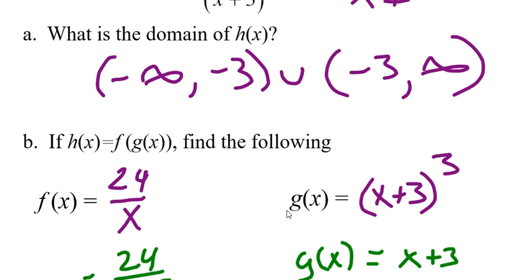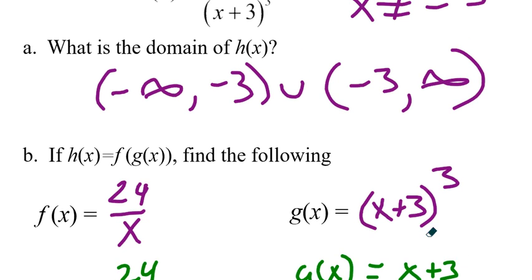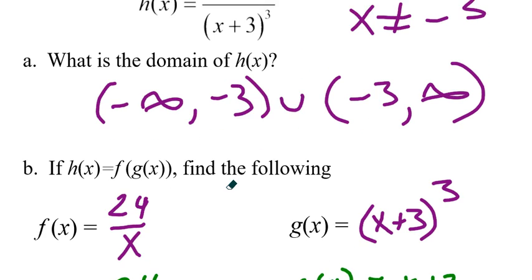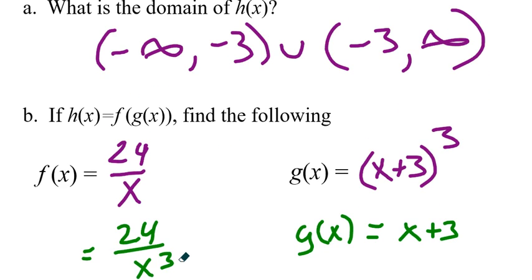Somebody else might have said, oh, my inner function is just that line, 3x plus 3. And then my outside function would be 24 over x cubed. Remember, you're going to replace the x in f with g of x, and that gives you the same thing too. Let's try one more.